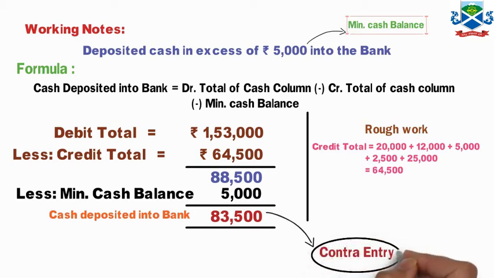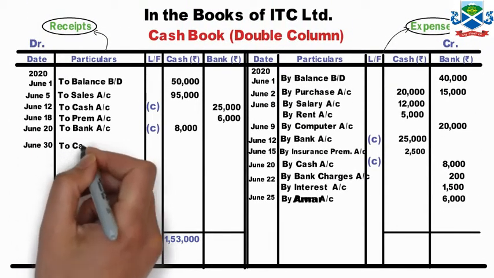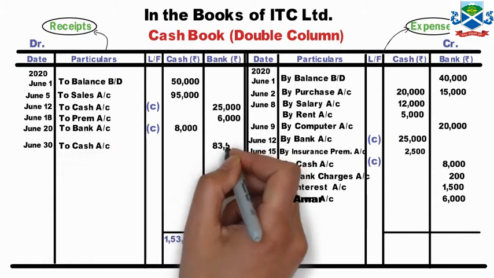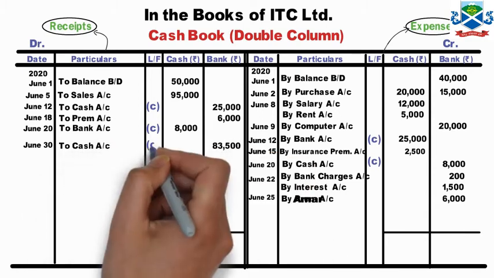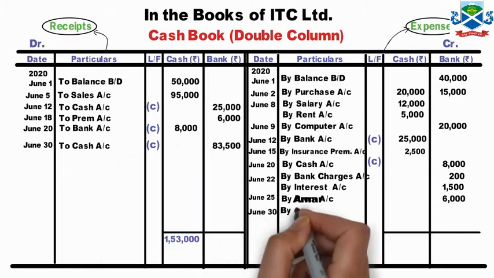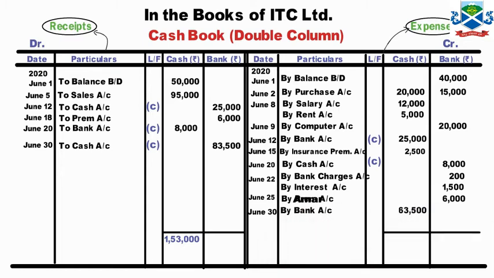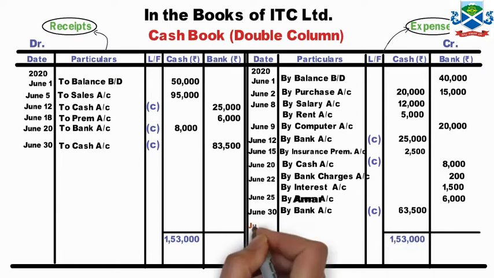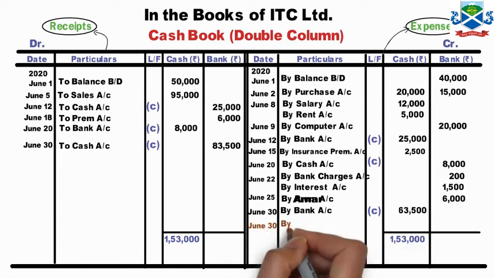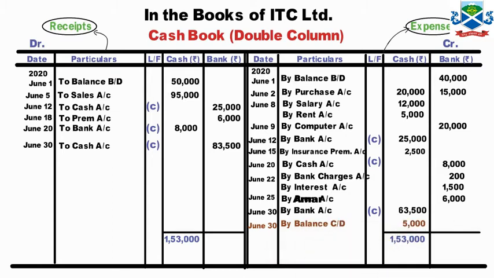So this part you have to remember and you have to practice it. So on the debit side, to cash in the bank column, 83,500, in the ledger folio column C. And now on the credit side we'll write by bank account 83,500 in the cash column and ledger folio C. So now we'll finally balance the cash column, and as you know, the cash balance should be 5,000, as in the workings. So even without workings you can find it over here, 5,000.